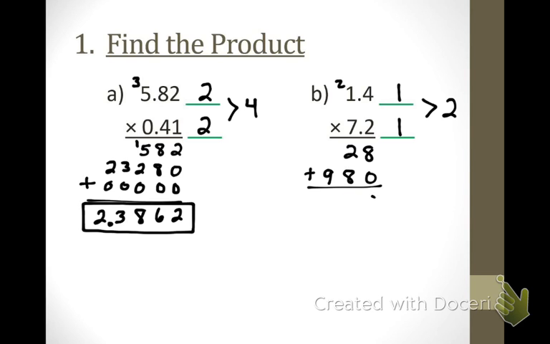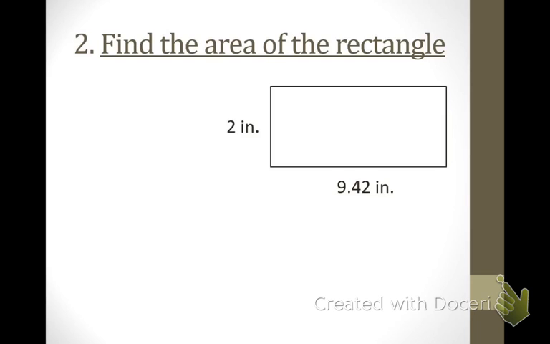3 plus 8 is 8. 2 plus 8 is 10. The 1 over 9. And then 9 plus 1 is 10. Okay, how many decimal points do I go over? 2. 2, and what's your answer? 10.08. Excellent. All right, number 2 is asking us to find the area of the rectangle.